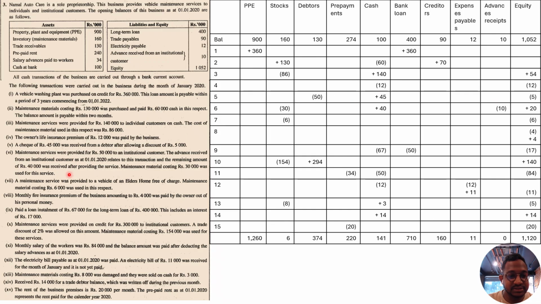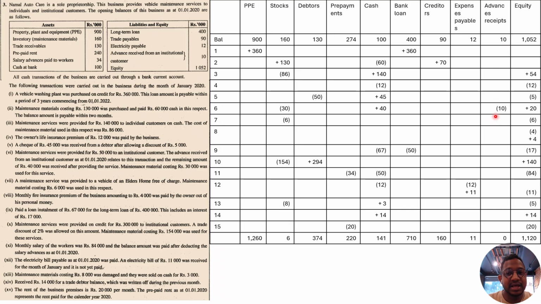Sixth, the maintenance services was provided for 50,000 to an institutional customer. The advance received from an institutional customer as of 1st of Jan 2020 relates to the transaction and the remaining amount of 40,000 was received after providing service. Right? Okay. So here the advance receipt given here is 10. So this 10 is related to this sixth transaction, which means 50,000 to an institutional customer. So this advance received 10, now you are converting to income.